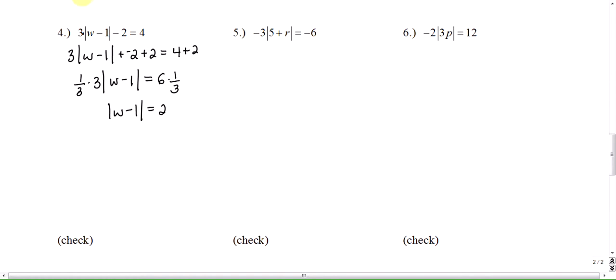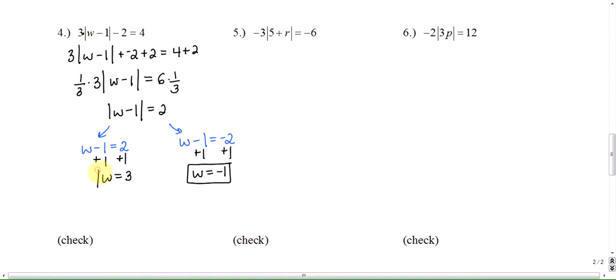Now is the time where I'm going to split. The only way I can drop absolute value bars like this is if I make one equation equal to positive 2 and one equal to negative 2. Then I'm going to solve. If you prefer to do it horizontally, you can. I'm going to do this one vertically. I'm going to add 1 to each side and get w equals 3. I'm going to add 1 to both sides, and I'm going to get w equals negative 1. So here are my 2 equations. Remember that you're looking for 2 equations in most cases.